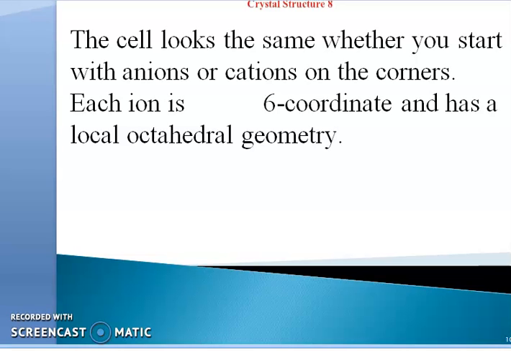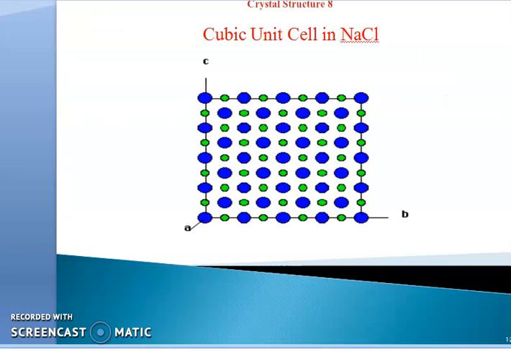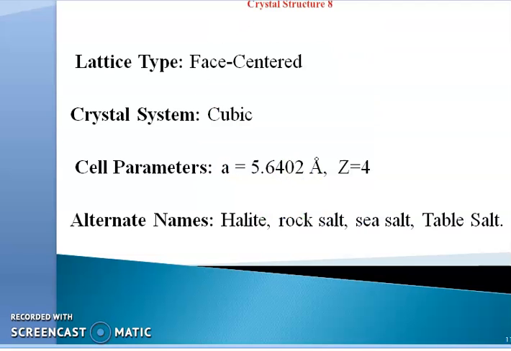Here it is stated that the shell looks the same whether you start with anions or cations on the corners. Each ion has 6 coordinates and has a local octahedral geometry. Octahedral geometry. So you see this. Its lattice type is FCC, face centered. Crystal system is cubic. Cell parameter a is 5.6402 angstrom.